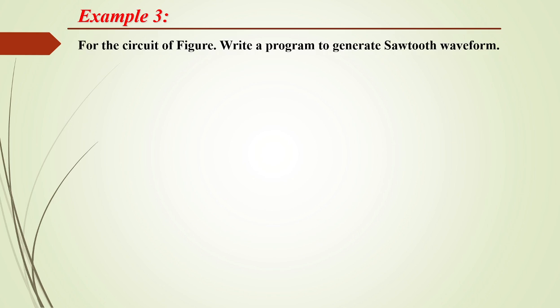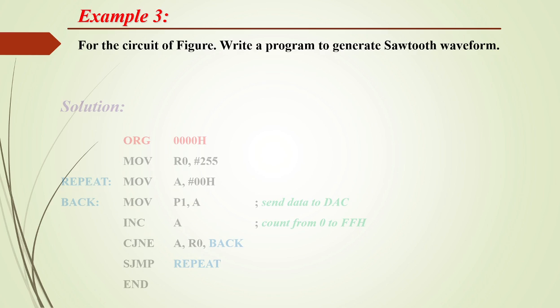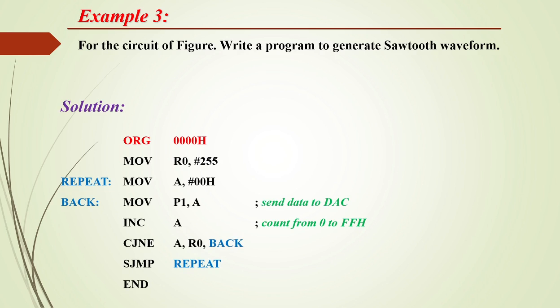Now the next example is for the circuit of the figure that we have shown in a previous slide. Write a program to generate a sawtooth wave. Now we have to generate a sawtooth wave using the DAC. So again this is a simple program. We are loading the value 255 into R0.